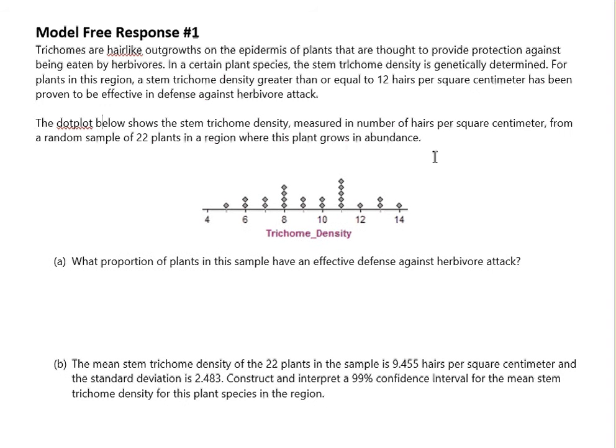So this problem is talking about trichomes. They're a hair-like outgrowth on the epidermis of a plant that are thought to provide protection against being eaten by herbivores. A certain plant species, the stem trichome density is genetically determined. For plants in this region, a stem trichome density greater than or equal to 12 hairs per centimeter, so I think I'm probably going to need that part, has been proven effective defense against herbivore attack. The dot plot below shows the stem trichome density measured in number of hairs per square centimeter from a random sample of 22 plants in a region where this plant grows in abundance.